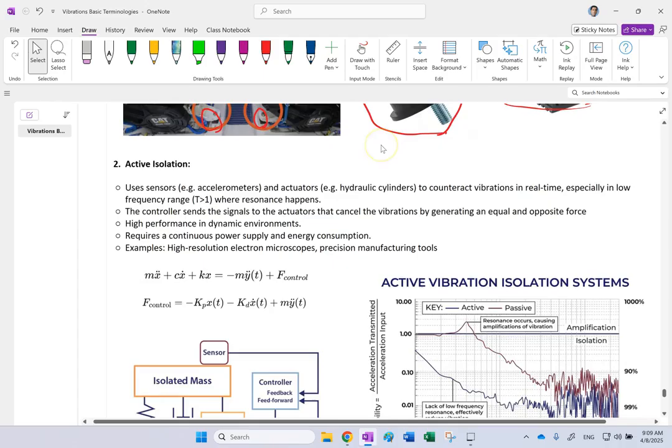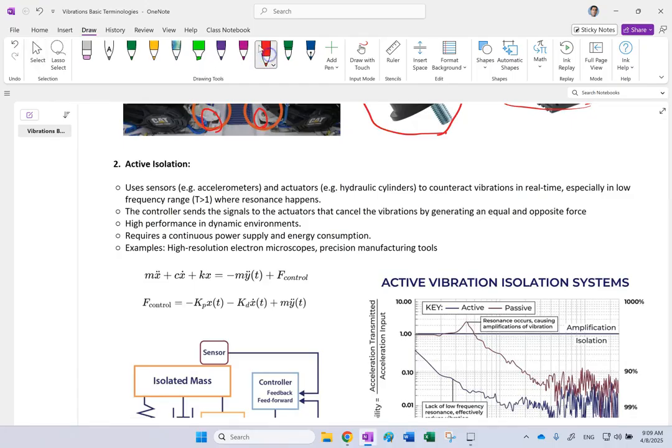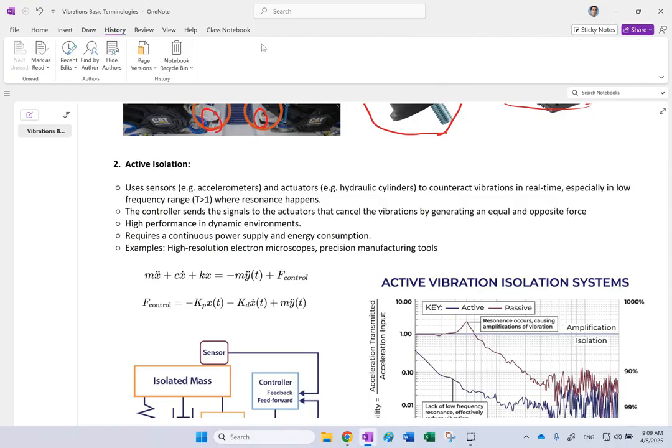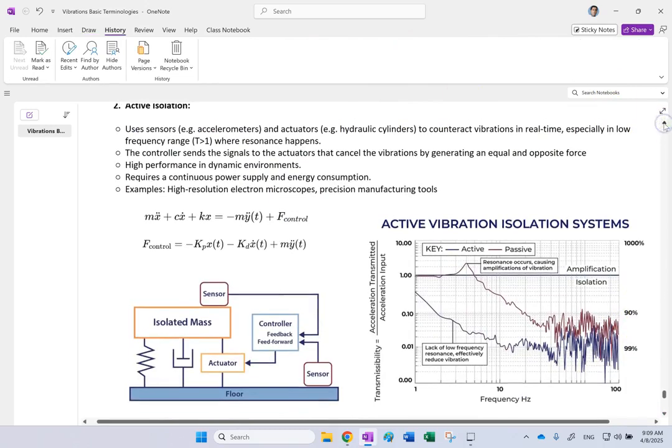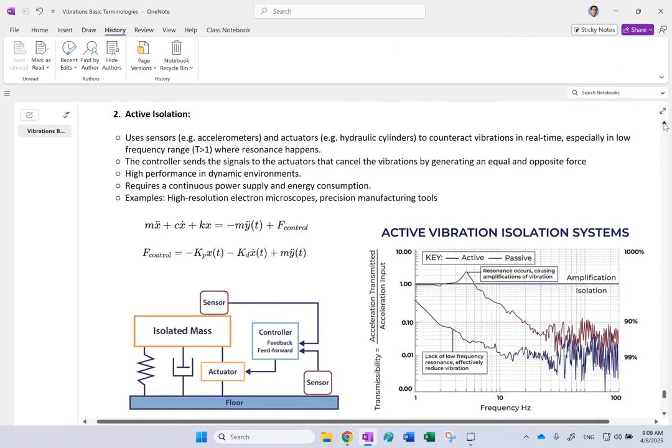So for that reason, in cars and machinery that need better vibration isolation, they try to go with active or semi-active isolation. How? In an active isolation, which is the most complicated, the most sophisticated one, you have sensors to sense the vibration of the system.